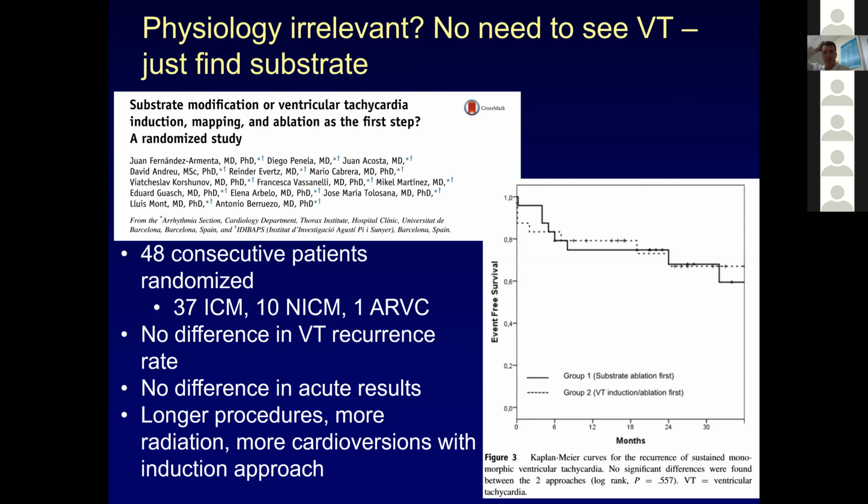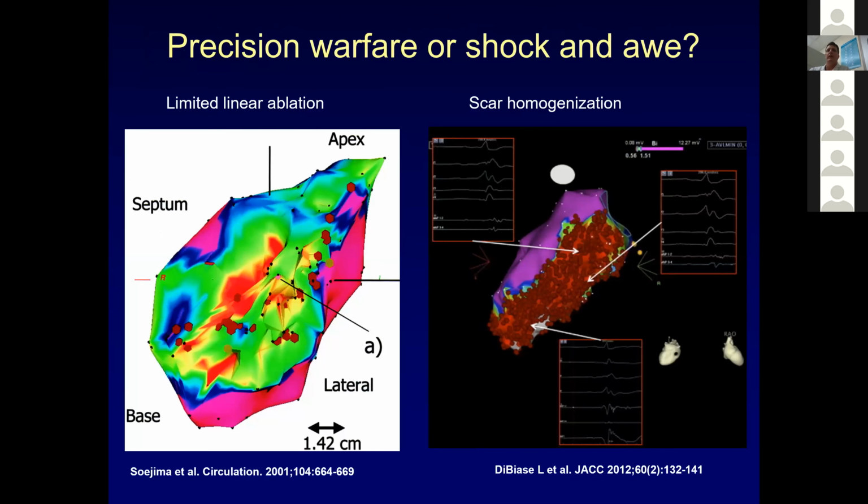This is nice work from Baruezo in 48 patients randomized to induction or not, a mix of cardiomyopathies. And basically, if you look at the Kaplan-Meier curves, there's really no difference between substrate ablation first versus induction first. They do about the same. And so it sets up this question of how best to ablate substrate.